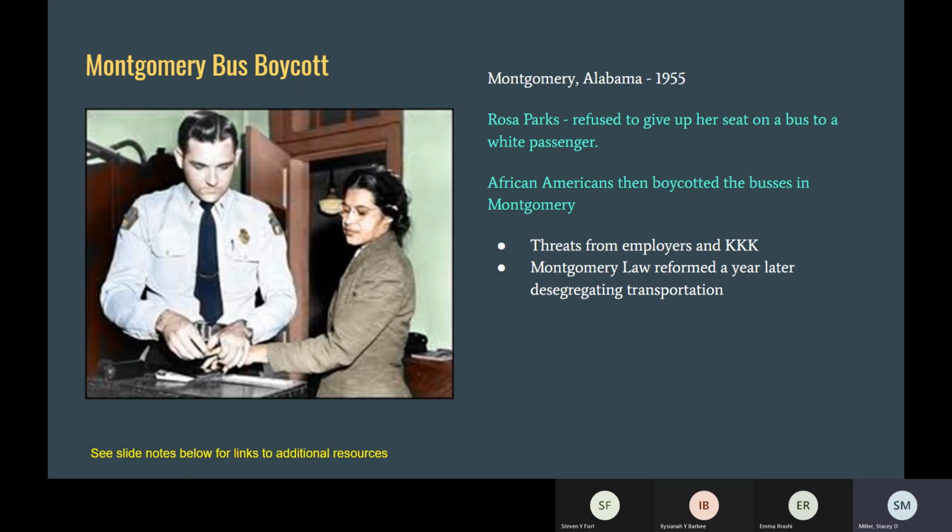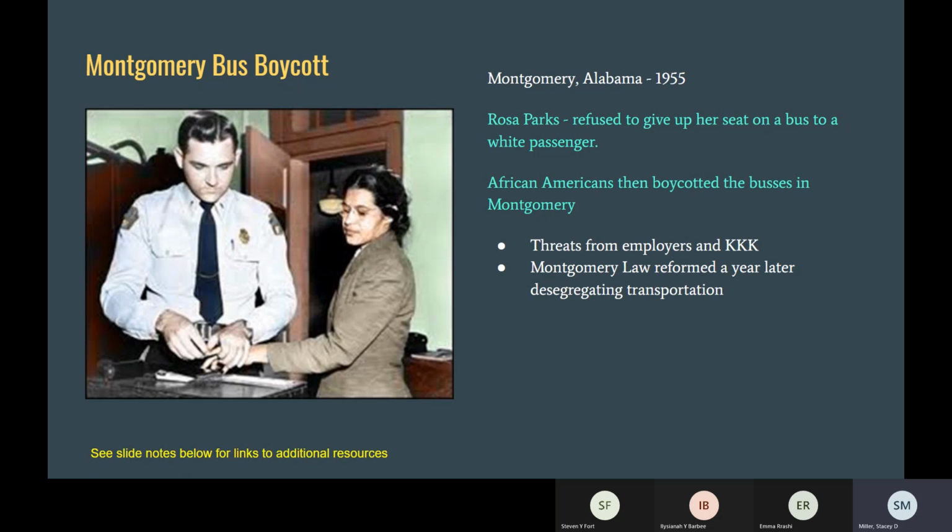We also have the Montgomery bus boycotts. We have Rosa Parks here. Rosa Parks refused to give up her seat on a bus to a white passenger, Montgomery, Alabama, again, 1955. African Americans then boycotted the buses in Montgomery, which is always a really, really good plan. If you want to do any sort of nonviolent, peaceful protest, the best place to hit somebody is in the pockets, hit them in the money, right? And so this actually ends up being a really, really good tactic.